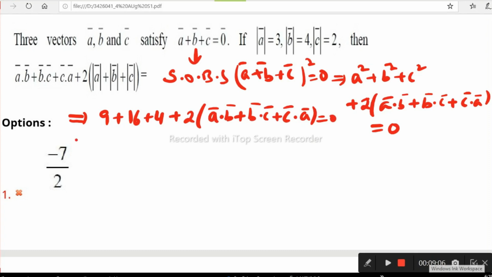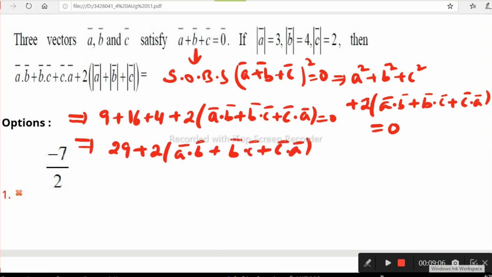Now, you know the addition of 9 plus 16 plus 4 is 29. 29 plus 2 times of A dot B plus B dot C plus C dot A is 0. From this we can collect A dot B plus B dot C plus C dot A, using the dot product, which is minus 29 by 2.